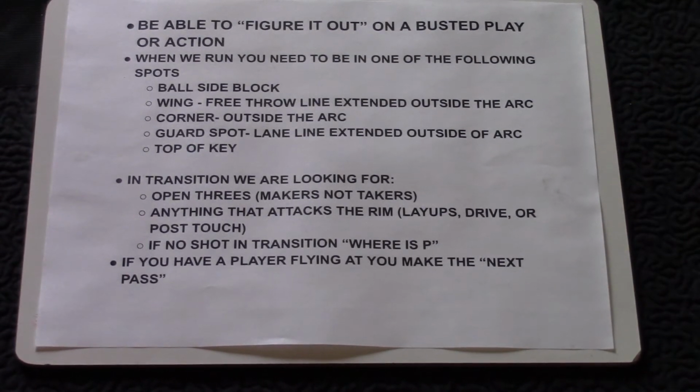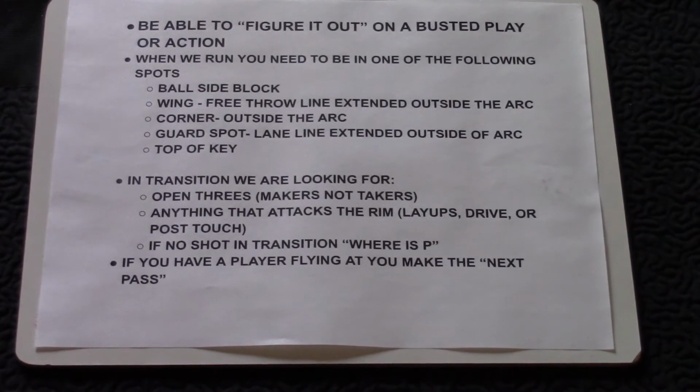In transition, we are looking for open threes, makers, not takers. We want guys that can shoot threes, we want guys that can make threes and not guys that can just shoot threes. We don't want somebody shooting 25% from the three-point line taking threes in transition. Also, we look for, in transition, anything that attacks the rim, layups, drives, or any kind of post touch. If there's no shot in transition, we want to find where P is and then run our offense from there.